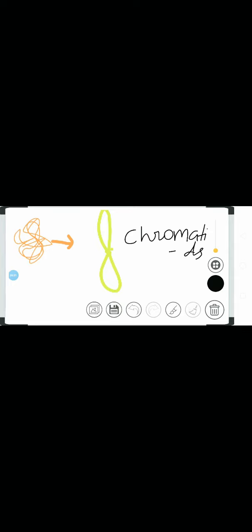Chromatids. These two arms you are seeing, these two are called chromatids. So this chromatid, after a few days, will duplicate itself. That means it will become double.